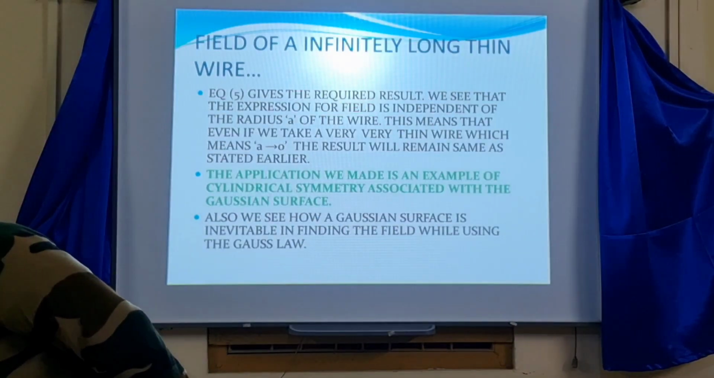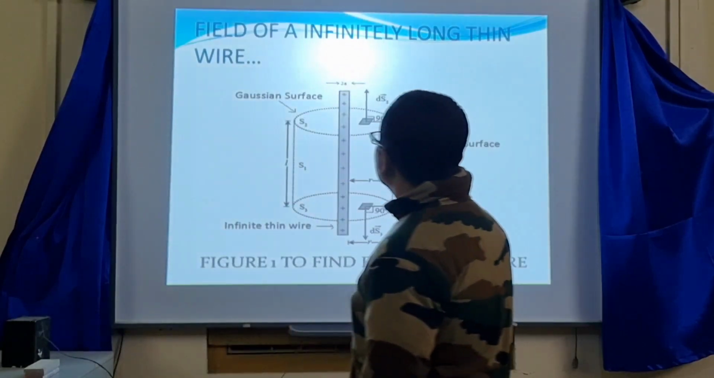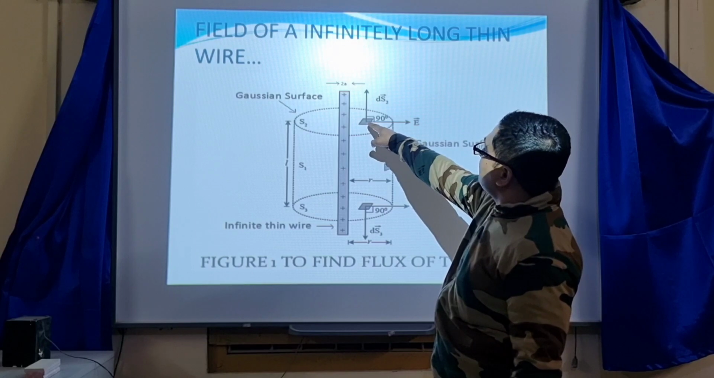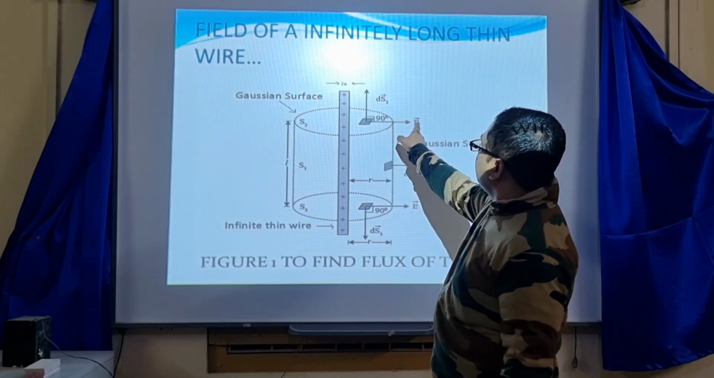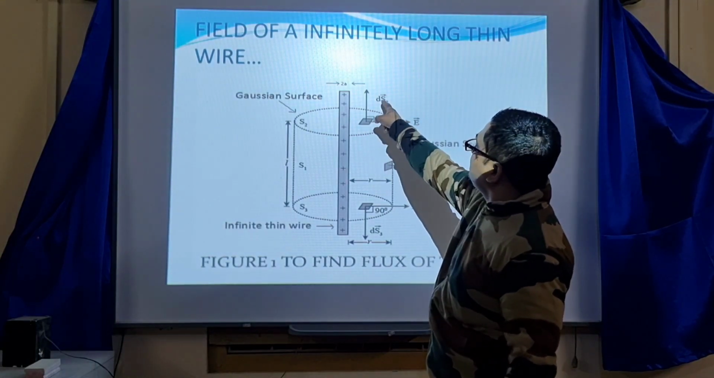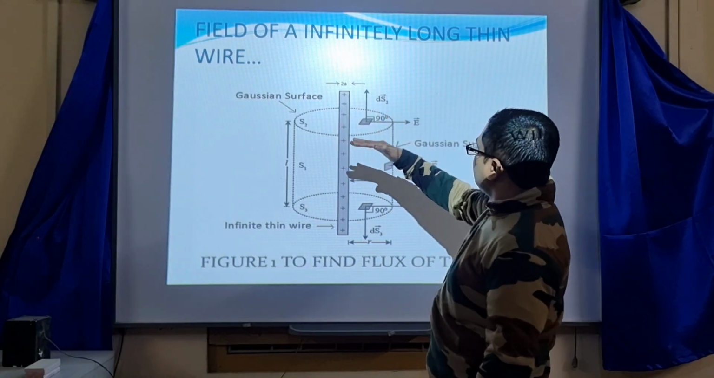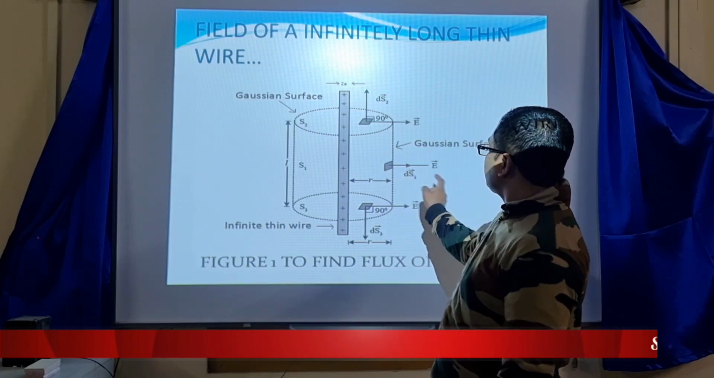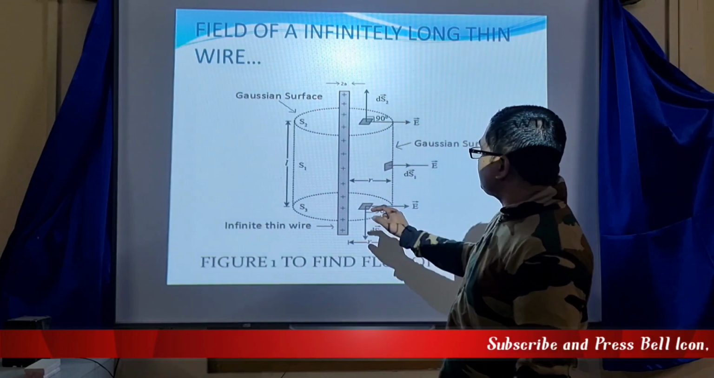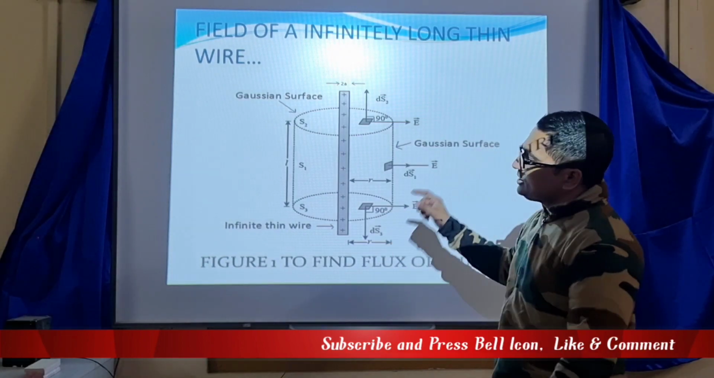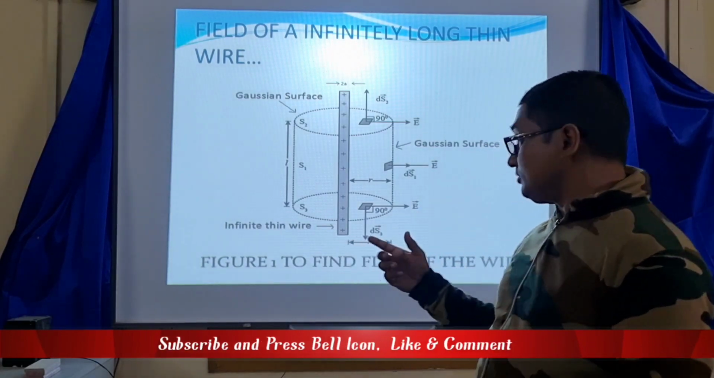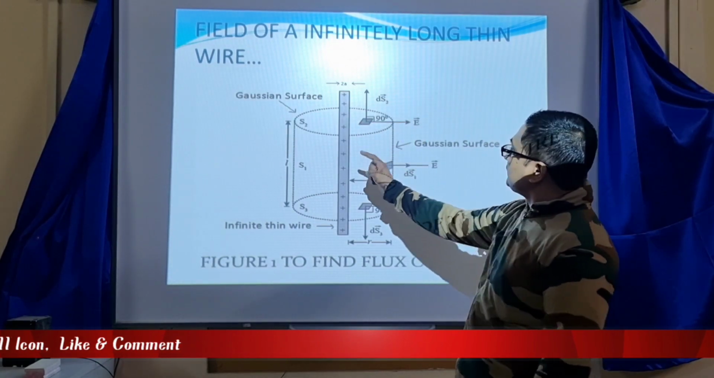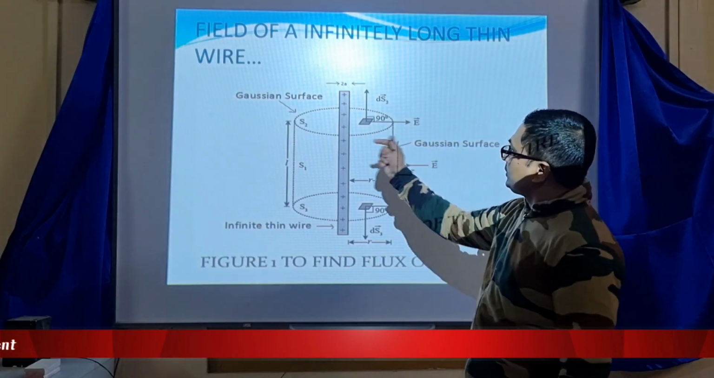Just look at this diagram. On the end faces, the electric field direction is this, and the angle is 90 degrees, so these end surfaces will not contribute. Only the curved surface will contribute, like dS1. But dS2 and dS3, these kinds of surfaces, will not contribute because the angle is 90 degrees. So cos 90 is equal to 0, and that means the flux for these surfaces will be 0, and only the curved surface of the cylindrical Gaussian surface will contribute.